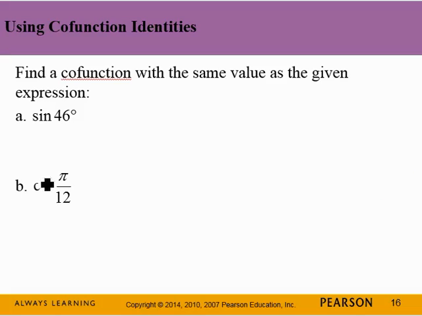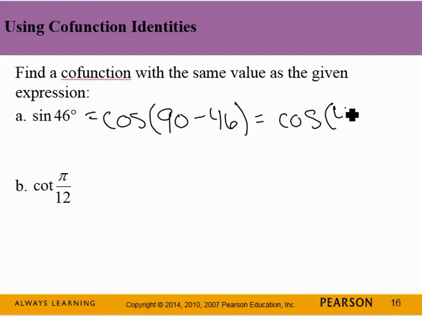So find a cofunction with the same value as the given expression. Sine of 46 is going to be cosine of 90 minus 46. So cosine 44 and sine 46 are cofunctions.